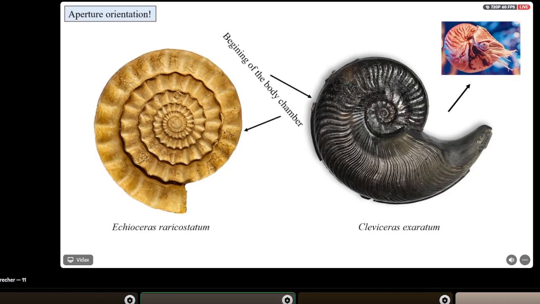How is this impacted? It probably varied by how long the body chamber is. It probably varied on what the soft tissue was like and how much of it was there. I would say the ones with the shorter body chamber are probably more similarly oriented to the Nautilus, while the ones with the bigger, longer body chamber are probably more vertically oriented.